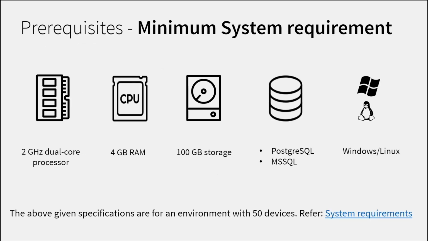So this is the minimum system requirement for NCM to seamlessly run on your network. You would need a 2 gigahertz dual core processor, 4 GB RAM, 100 GB storage, PostgreSQL or MSSQL, and NCM runs both on Windows and Linux. These specs are for an environment with 50 or fewer devices. And if you have more than 50 devices, you can refer to the system requirements given here. You can also check the system requirements on our website.